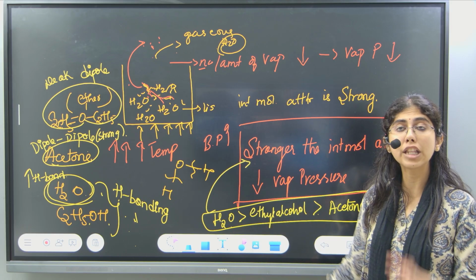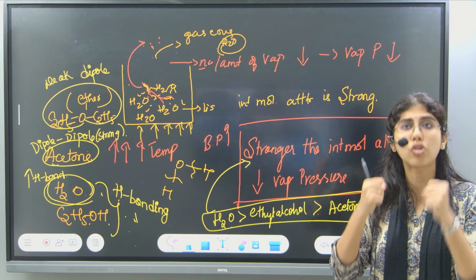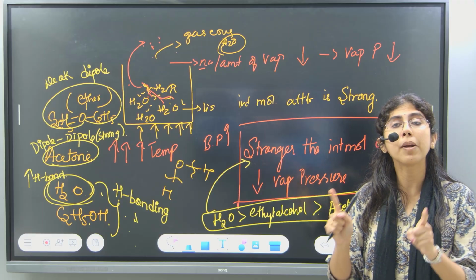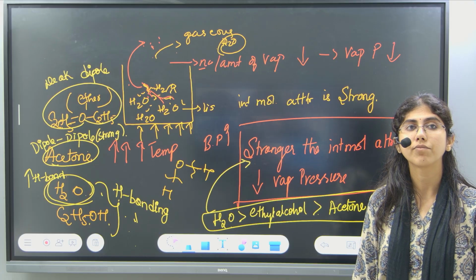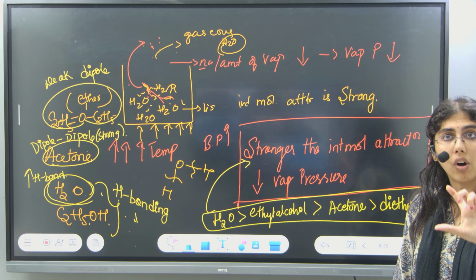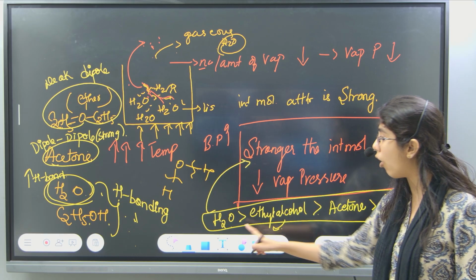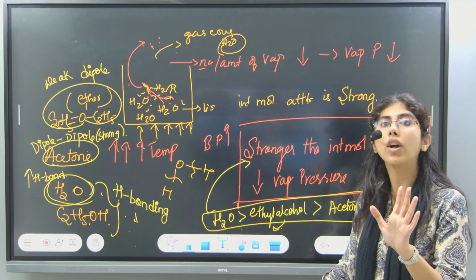That means in case of water, the intermolecular attraction is very, very strong. What happens to vapor pressure now in case of water? Will it be high or low? Low. That means the vapor pressure order will be exactly opposite of this, right? So water will be having the lowest vapor pressure.